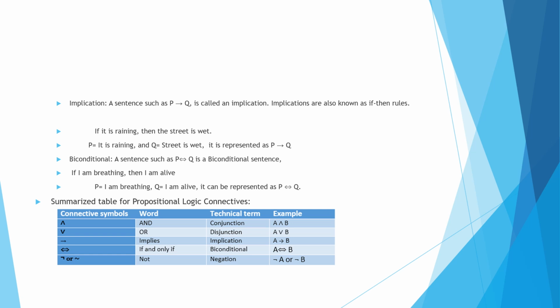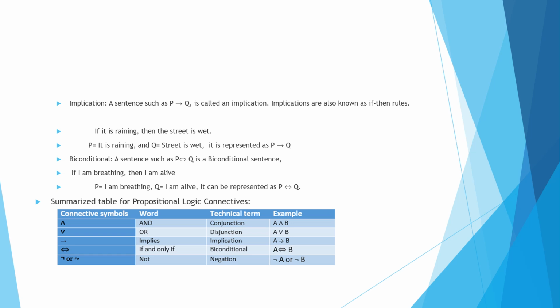And we are going to see the truth table for propositional logical connectives. Here we see the table. It represents connective symbols, words, technical terms and examples. So what connective symbols are used in knowledge representation, what words we use to represent them, and what technical terms are used.